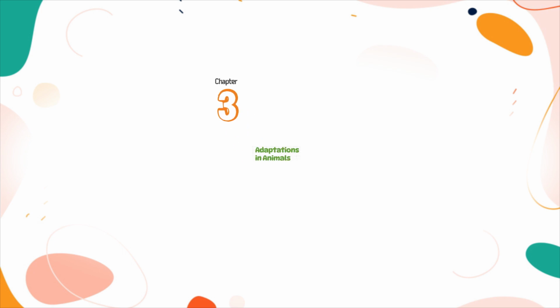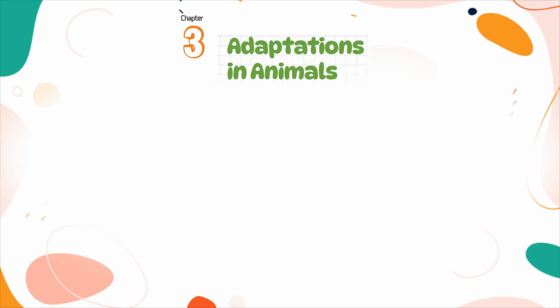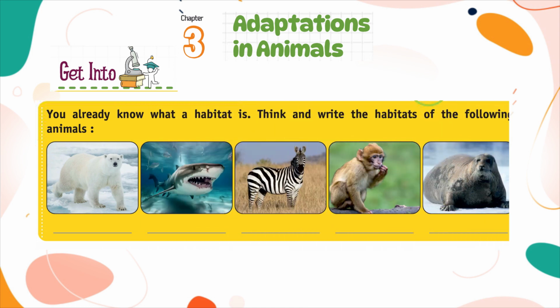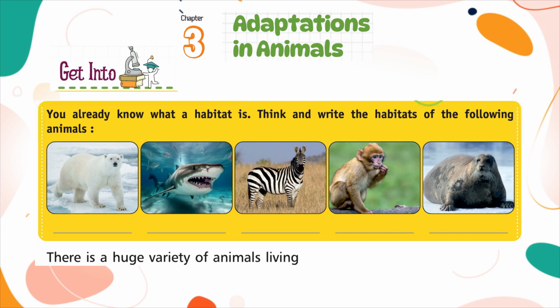Chapter 3, Adaptations in Animals. Get into. You already know what a habitat is. Think and write the habitats of the following animals. There is a huge variety of animals living all around the world.